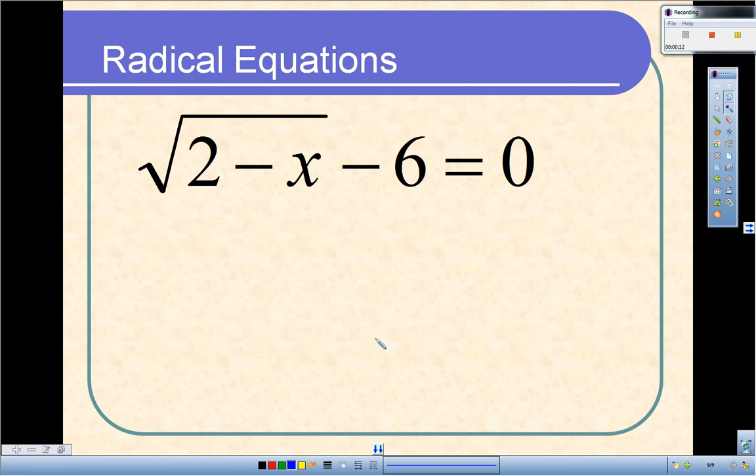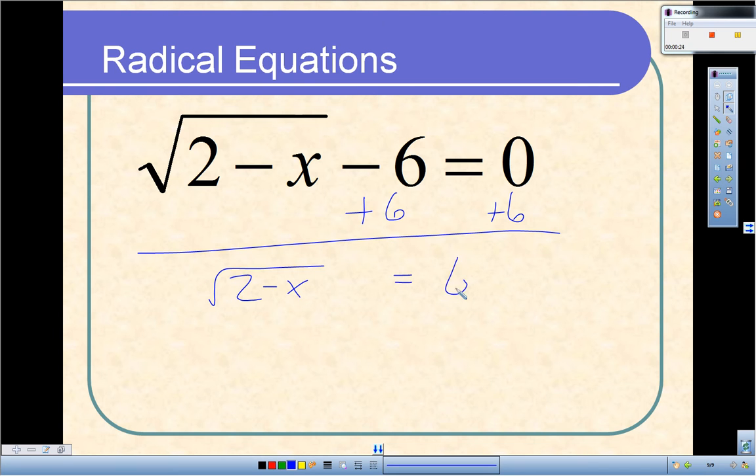What we're going to do is isolate the radical symbol, so I'm going to add 6 to both sides. So that will give me the square root of 2 minus x is equal to 6. You remember, if there is no root, it's understood to be 2. Now, the way that you get rid of a root is by raising it to its power. So the way to get rid of a square root is to raise it to the second power.